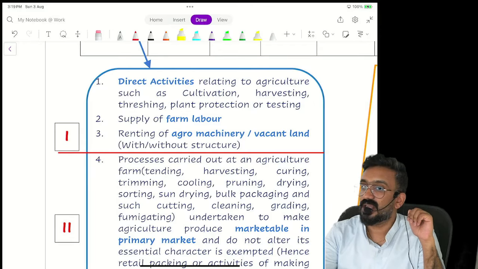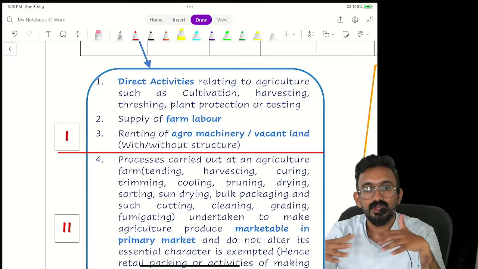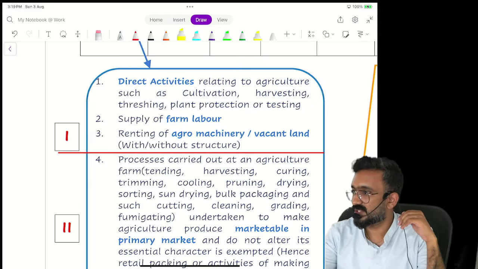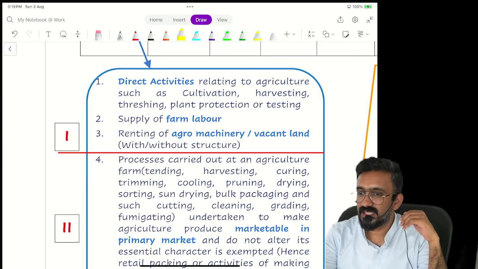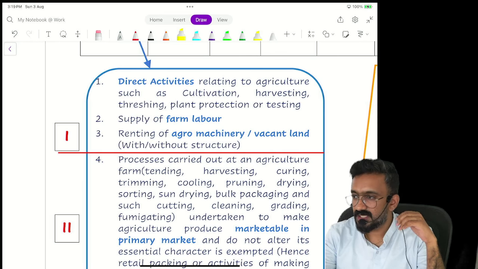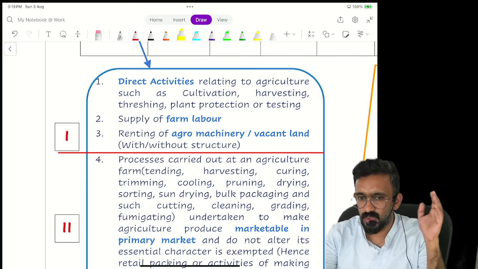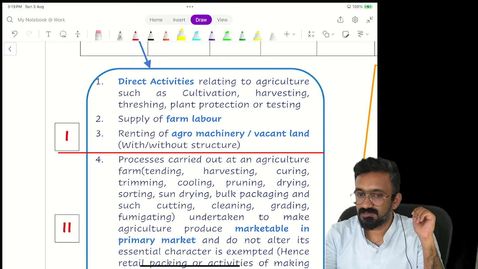Vacant land renting, with or without structure. What is the meaning? I have 100 acres of land which I have given to someone on lease to do agriculture. Will that lease income be exempted? Yes. Is there a supplier-recipient relationship fixed? No. With the structure. What do you mean by with the structure?